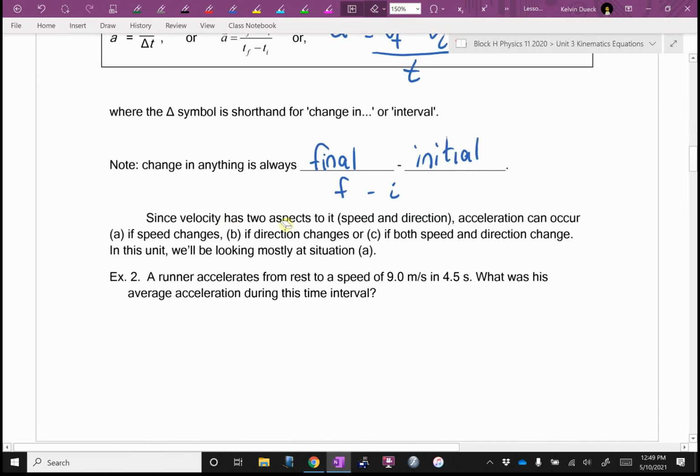I wrote here, since velocity has 2 aspects, speed and direction, because it's a vector, acceleration can change if speed changes. That's the one most of you are used to when you're hitting the brakes or stepping on the gas. If direction changes, going around a corner, you are accelerating. Or both, speed and direction change: going around a corner while stepping on the brakes or going around the corner while hitting the gas. In this unit, we'll be mostly looking at this one. In Physics 12, we'll do an entire unit where we look at that one. Rarely will we look at both. That's when you need calculus.